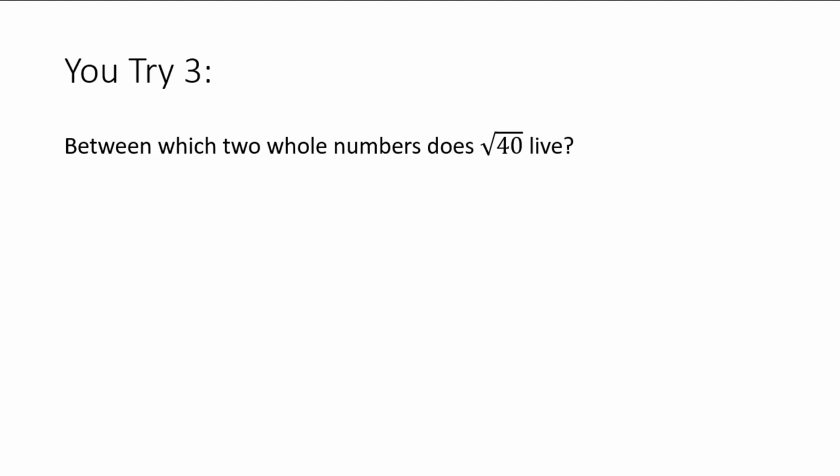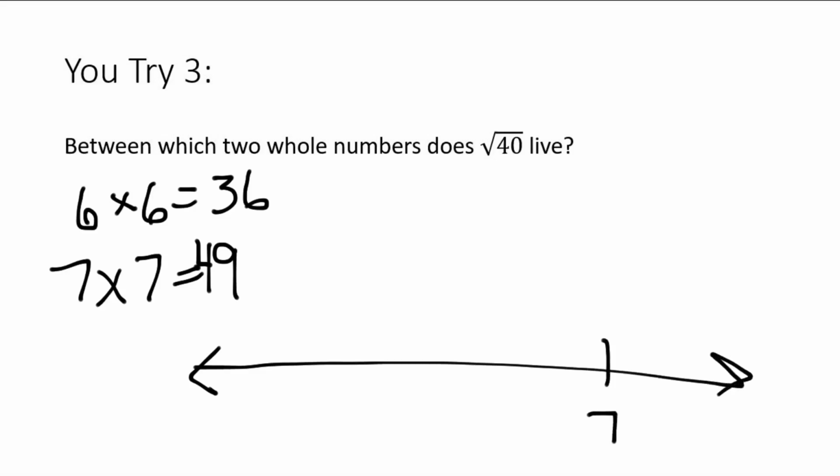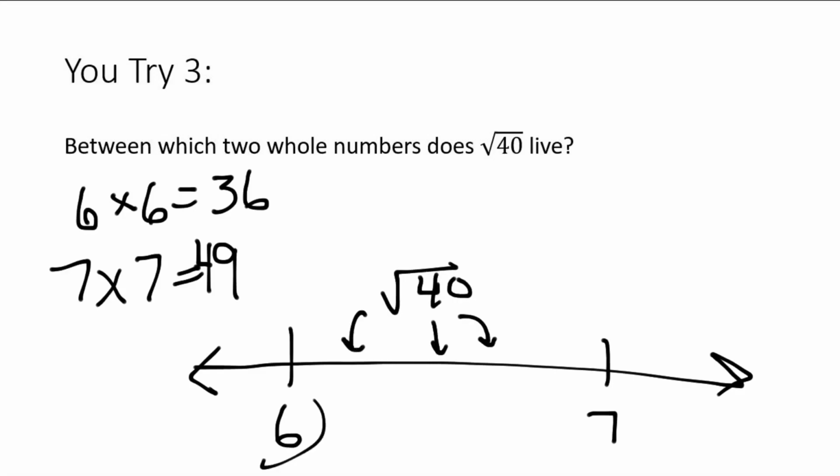Now that you've tried it on your own, let's do it together. So I want to know, between which two whole numbers does the square root of 40 live? So let's try some out. Let's see, I know 7 times 7 is 49, and 6 times 6 is 36. So here's 7, here's 6. The square root of 40 must live somewhere in between 6 and 7.